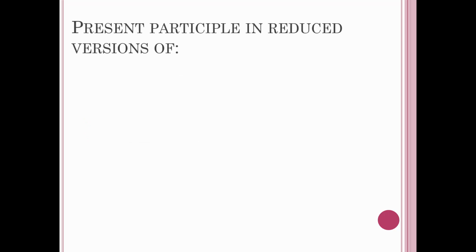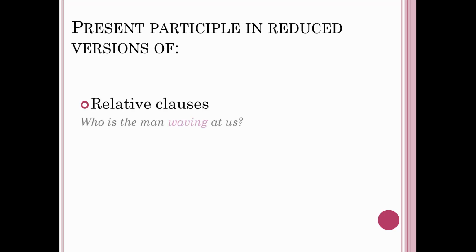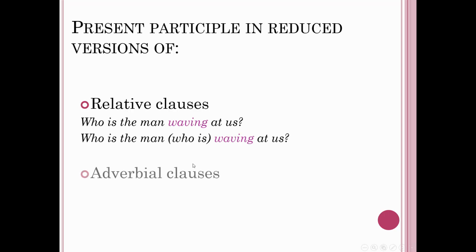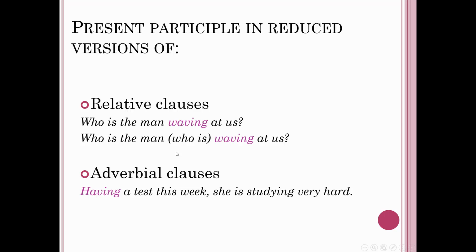More importantly, we use the present participle, not the gerund, in reduced versions of relative clauses, as in, who is the man waving at us? Before the reduction, it was, who is the man who is waving at us? And in adverbial clauses, as in, having a test this week, she's studying very hard.